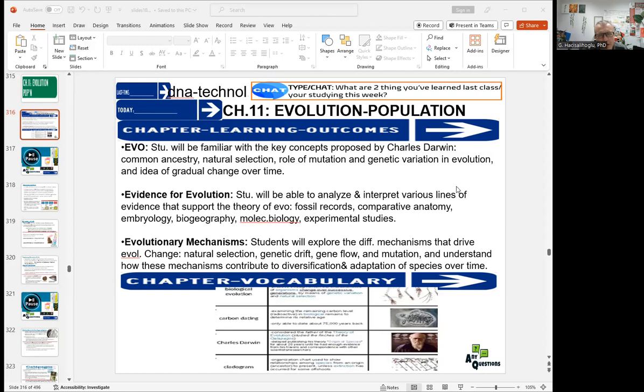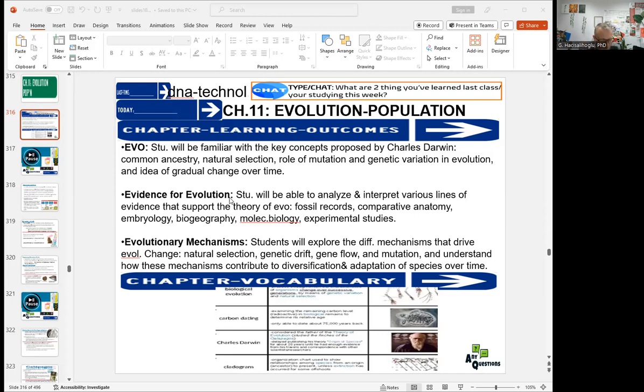So we have learning outcomes for students. First one is evolution: students will be familiar with the key concepts proposed by Charles Darwin: common ancestry, natural selection, mutations and genetic variation in evolution, and gradual change. And we will talk about evolutionary evidences and will analyze and interpret evidences for evolution using molecular biology, experimental studies, biogeography, embryology, and also we'll talk about evolutionary mechanisms.